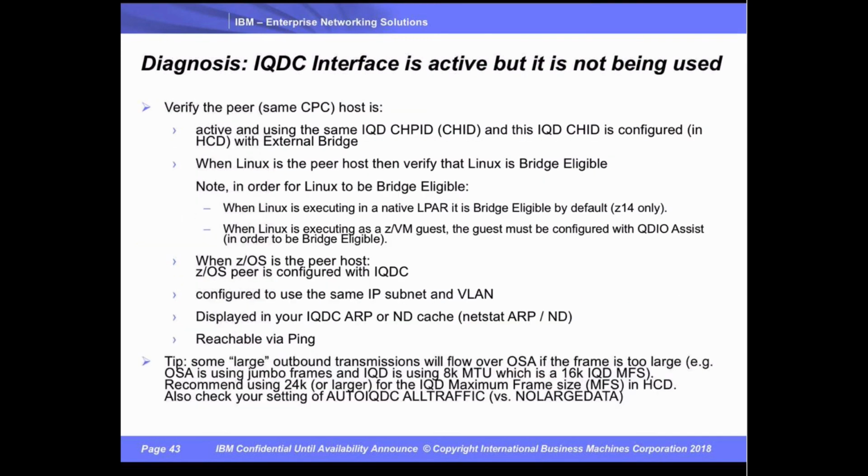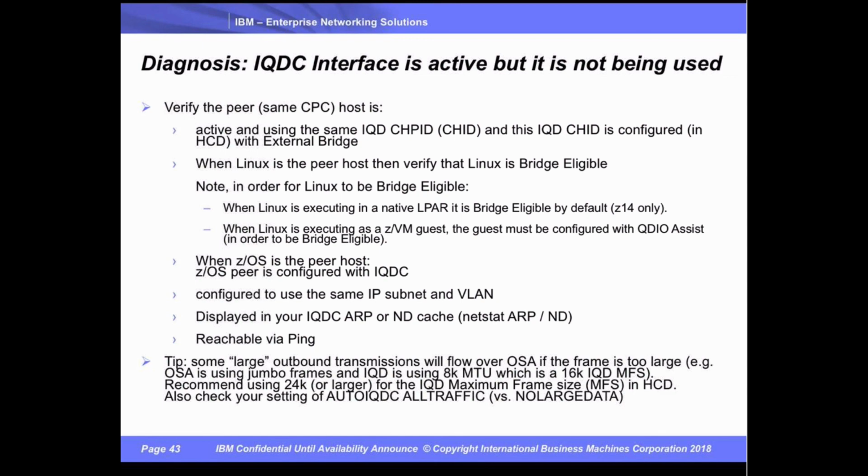All right, slide 43. IQDC interface activates but is not being used. And in fact, there could be various reasons. We'll go through those. So verify the peer is on the same host, HiperSockets is active, and it's using the same IQD chiplet. You're using channels out of the same chiplet, if you will. And the IQD chiplet is configured with the external bridge parameter. That's key. If you see a TRLE built, then you know you got the channel right and the PNET matches your OSA. So that's a big step if you got that far. Or maybe you don't have enough data devices if you have multiple stacks, things like that.